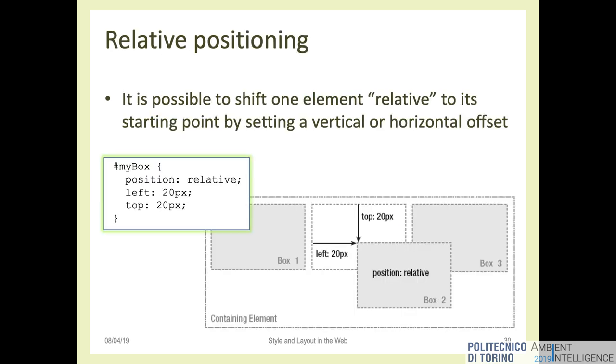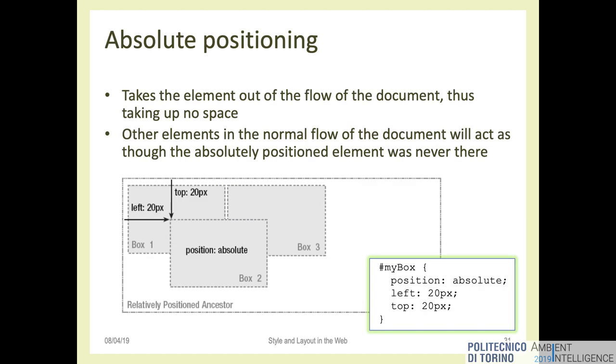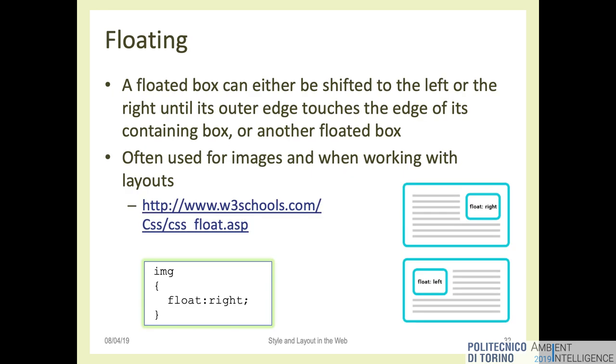So these are examples. This is the relative position, so you see one box is there, the third box is here, and you position the third one relative, and this should be moved, obviously. This is absolute, so it doesn't have space for containing the second box. You just put the second box on top of the other two without caring about anything.